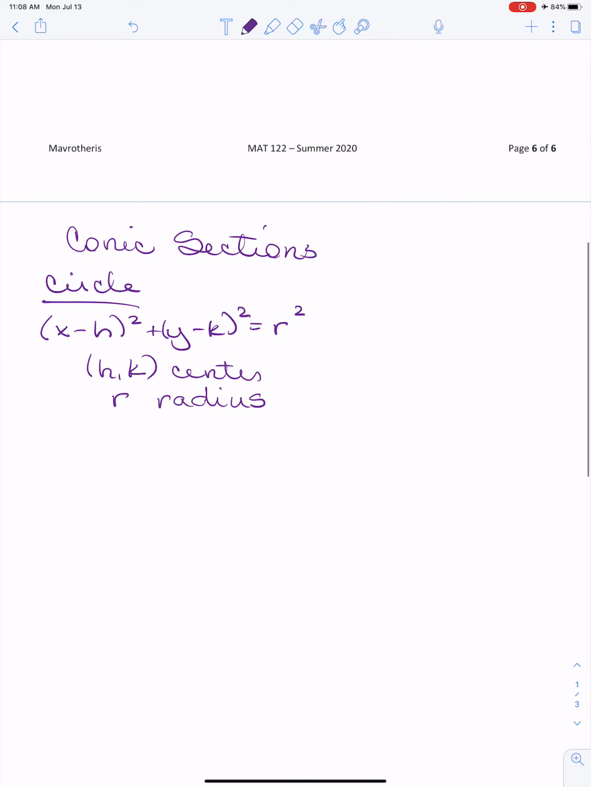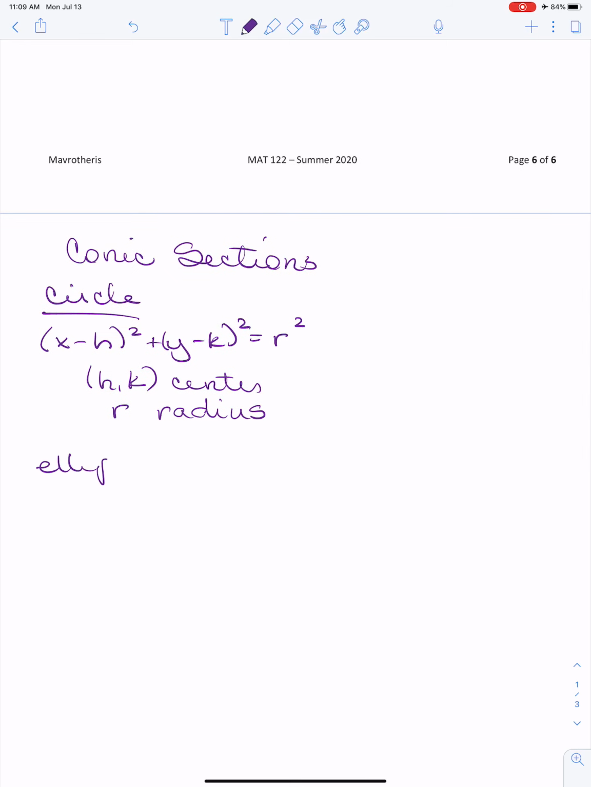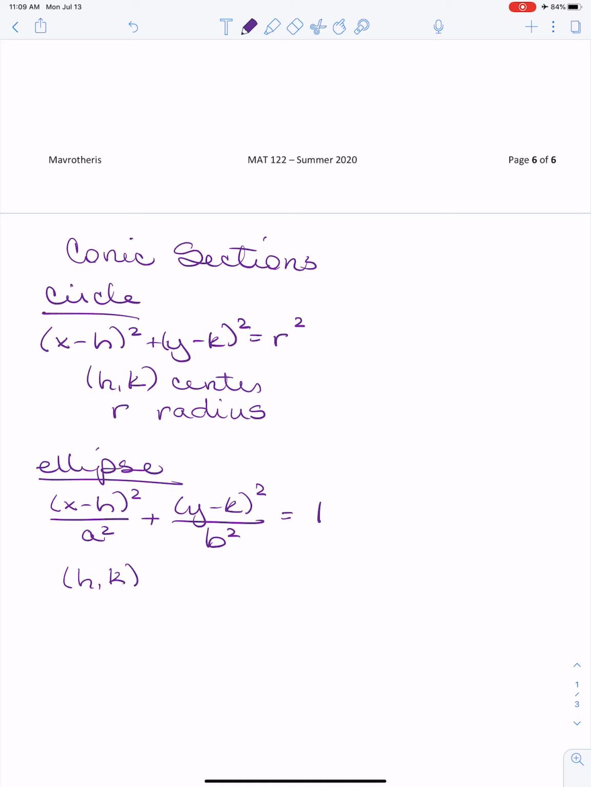We had an ellipse, which looks like (x minus h) squared over a squared plus (y minus k) squared over b squared equals 1. (h, k) is still the center. And a and b gave us the distance from the center to the vertices, either along the x-axis or the y.